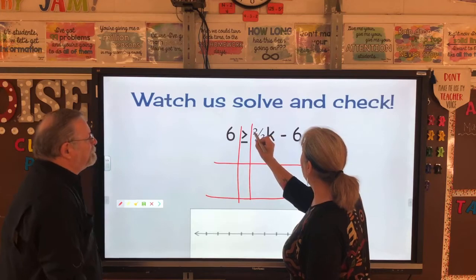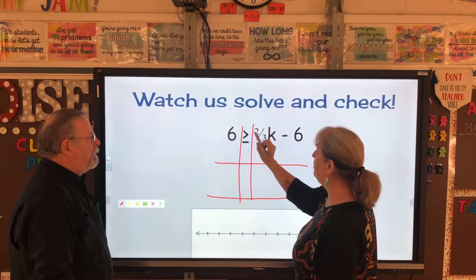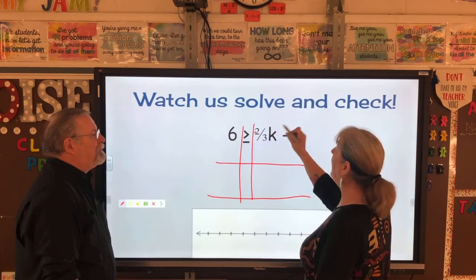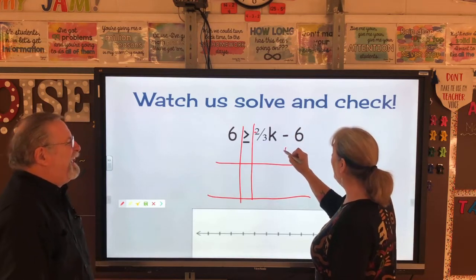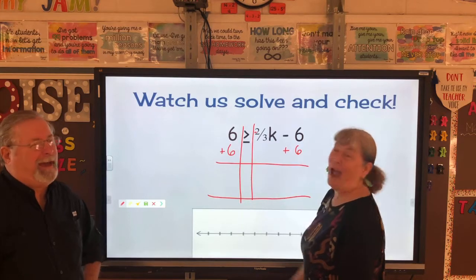Okay, so this is a negative 2/3. Yes, negative 2/3 k minus 6. Yes. 6 is greater than or equal to negative 2/3 k minus 6. Oh, now I know I've got to get rid of that 6. Yeah, there we go. So she wanted to move that 6 so bad. I did, I really did.